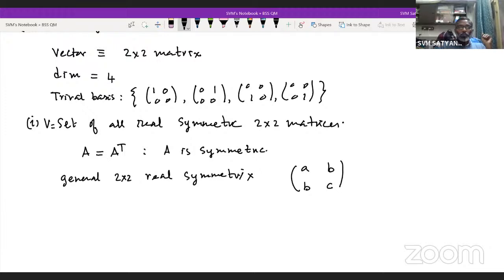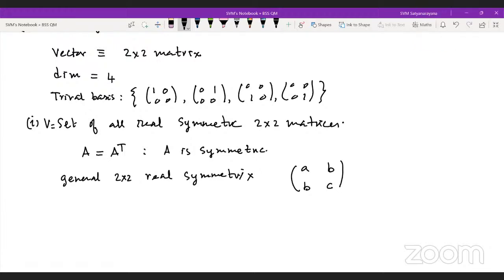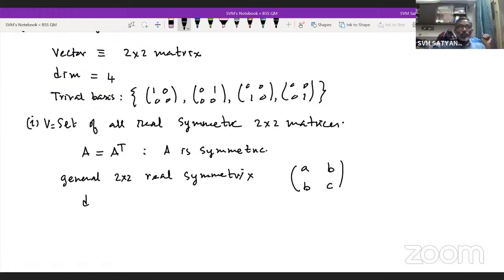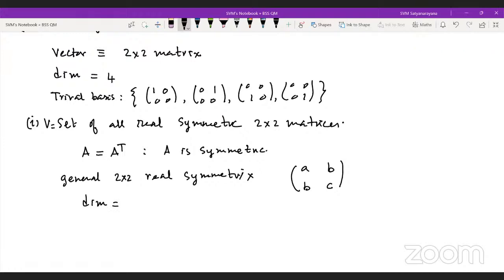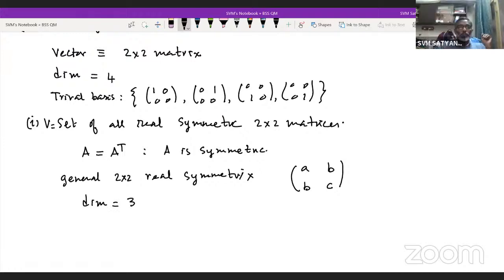Only these two off-diagonal elements have to be the same, B and B. The other two can be different, right? So what is the dimension of this vector space? It is 3, because I require 3 real numbers, correct? So what is the trivial basis?